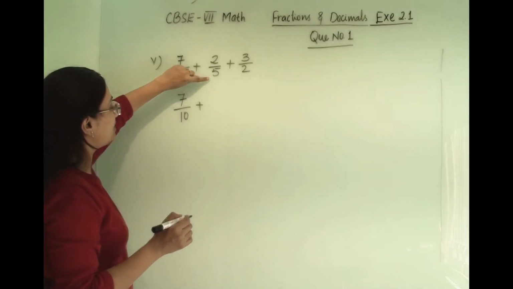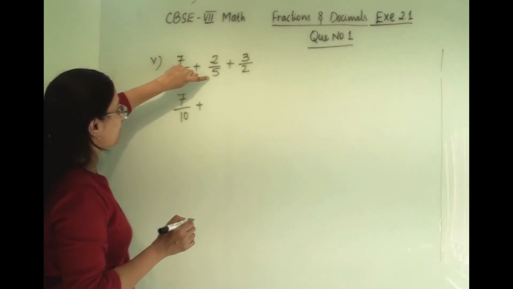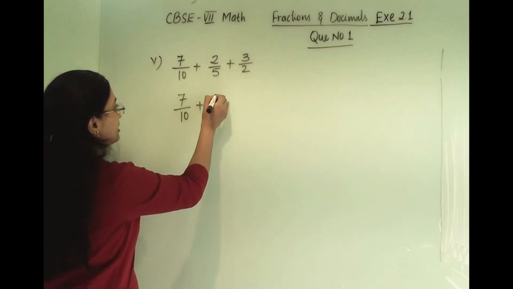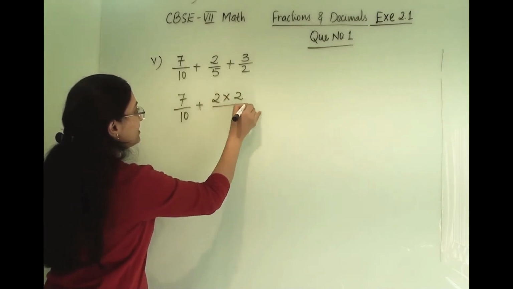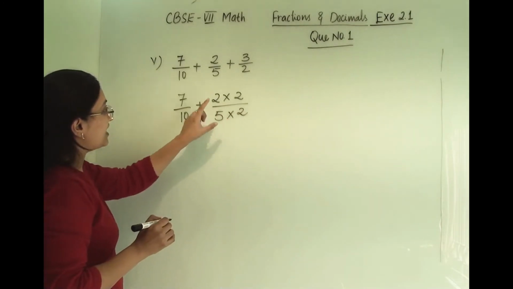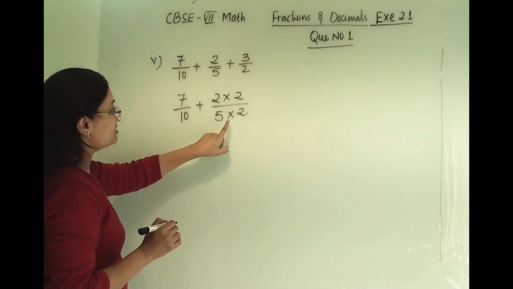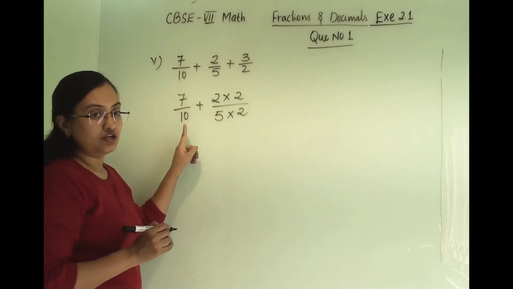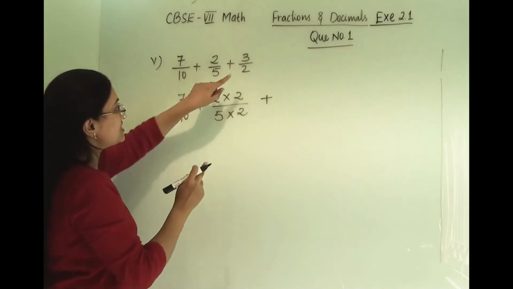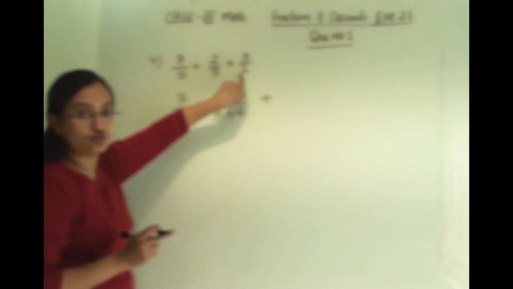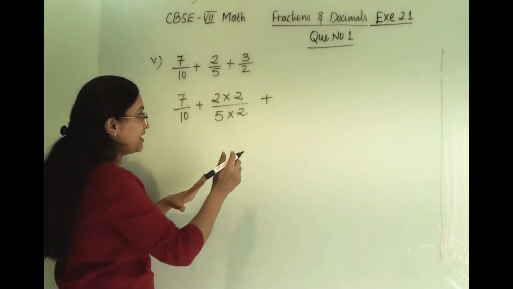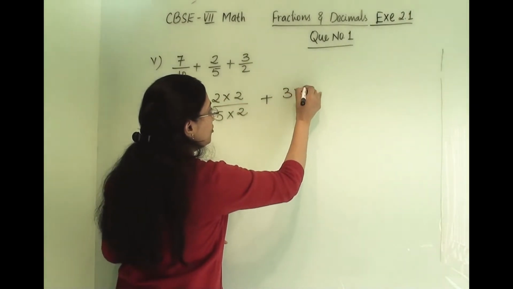So how can we do that? See here, 2 by 5 is there. So this 5 we can convert into 10 by multiplying 2 in numerator and denominator. By this way we can convert this fraction's denominator into 10. Another fraction is 3 by 2. Here 2 is there. So can we change this 2 into 10? Yes, by multiplying this with 5. So 5 we have to multiply above and below.